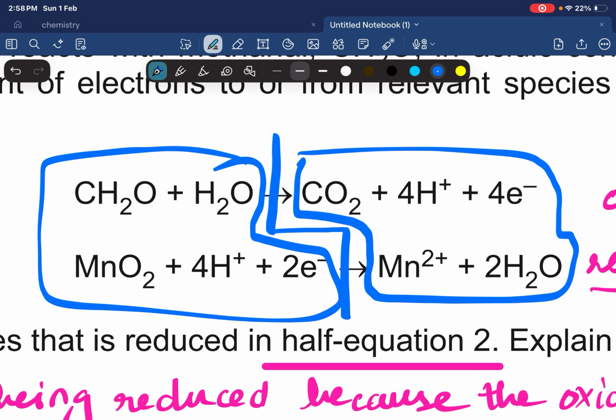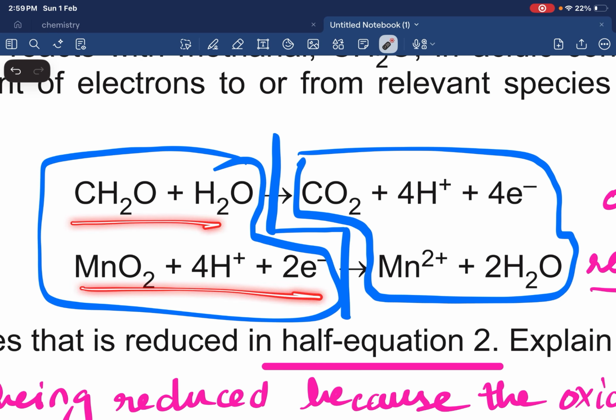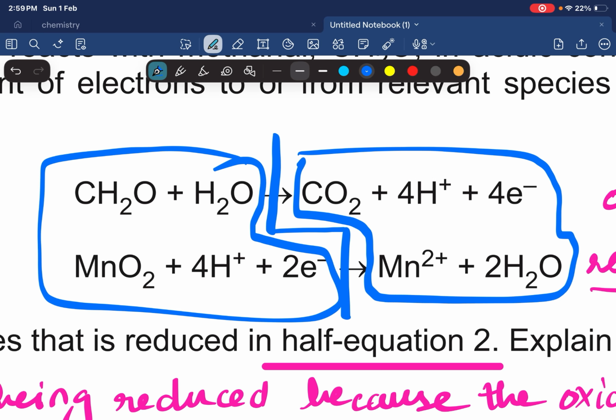Now I have to check which things come on both sides. If I look at this side, I can see I have 4H+, and over here I also have 4H+. They're both the same, so I'm going to cut them. 4H+ cut with 4H+. I can see 1 water on this side and 2 waters on this side. So this 1 water gets cut and this 2 gets cut. Now 1 water is left. Now what else do I see? I see 2 electrons on this side, 4 electrons on this side. These 2 electrons get cut and these 4 become 2 electrons, because 2 electrons just got cut. So now what do I have left?